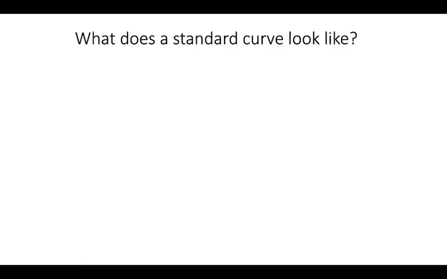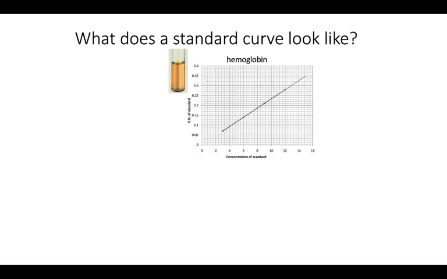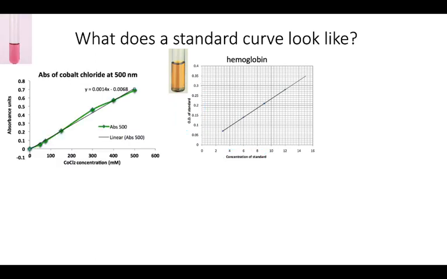Before you can make your own standard curve, it helps to know what a standard curve looks like. So here's one for hemoglobin, the protein hemoglobin. We're looking at absorbance on one axis and concentration of this hemoglobin standard on the other axis. And then we have an example showing cobalt chloride. Again, look, here's the line we get looking at absorbance versus concentration.